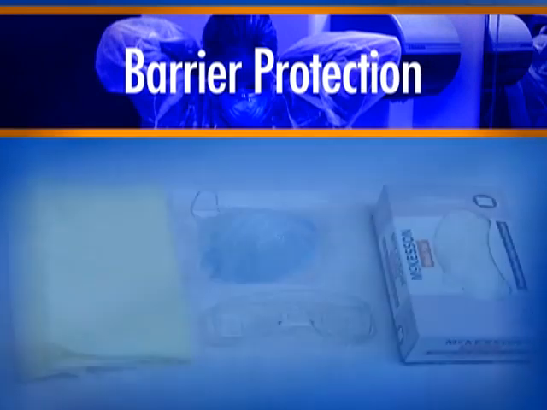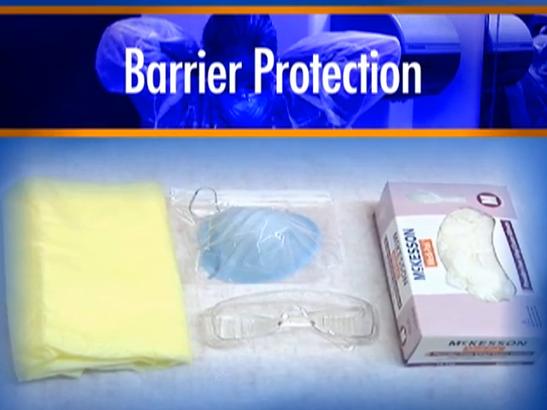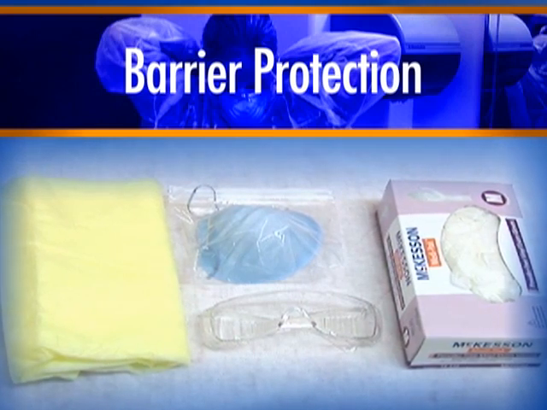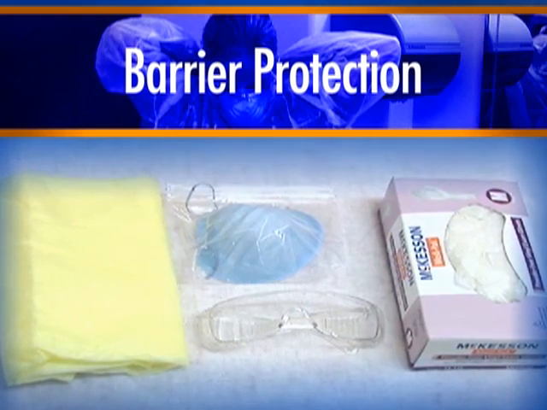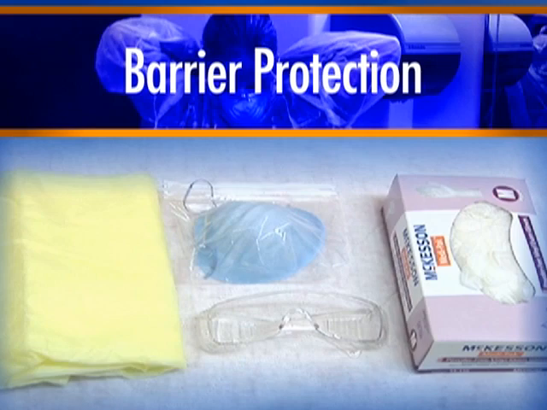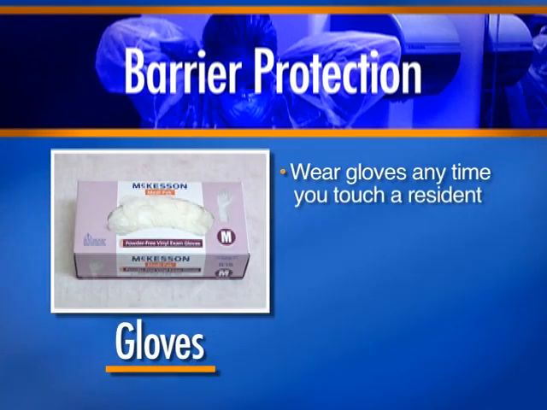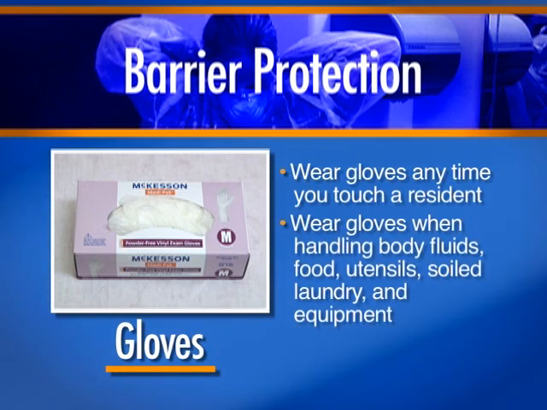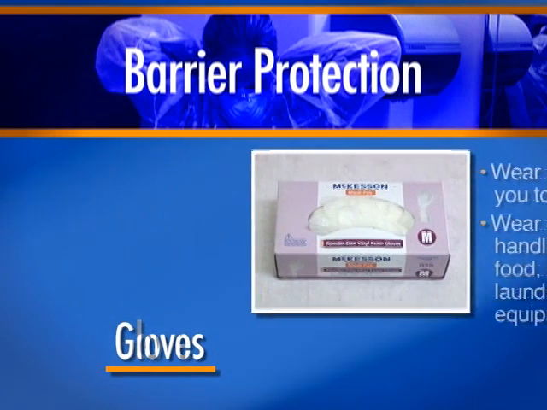Barrier protection. The use of gloves, gowns, and masks protects your skin, body, clothes, and face from exposure to organisms. Always utilize these barriers when you expect to come in contact with contaminated materials. Wear gloves anytime you touch a resident to prevent transferring microbes. Also wear gloves when handling body fluids, food, utensils, soiled laundry, and equipment. But remember that using gloves does not eliminate the need for hand hygiene. Use appropriate transmission precautions to prevent spreading infectious agents.